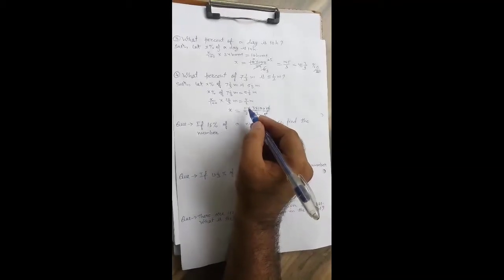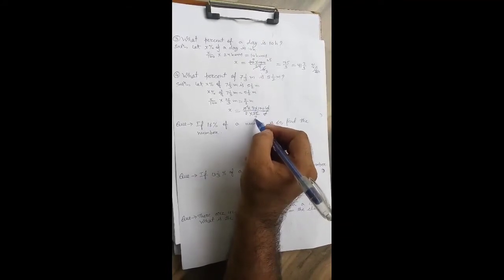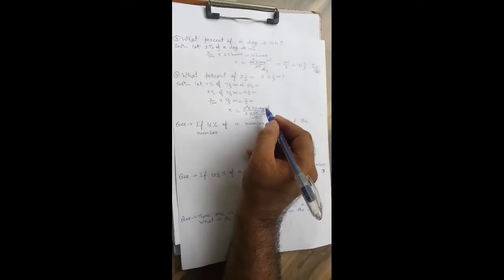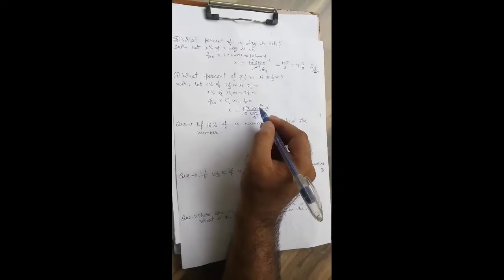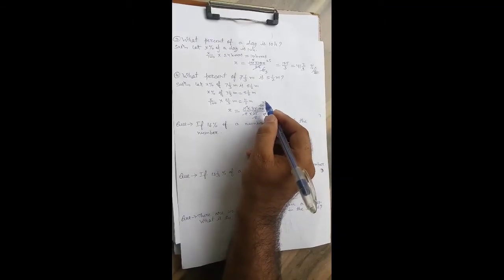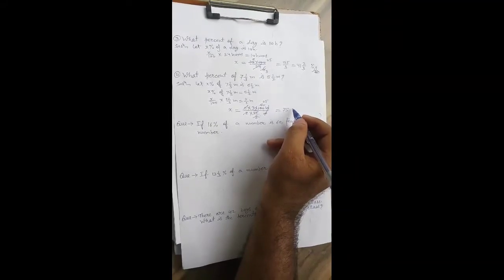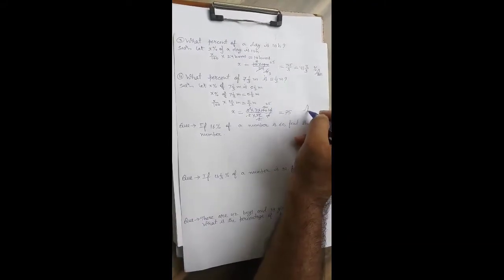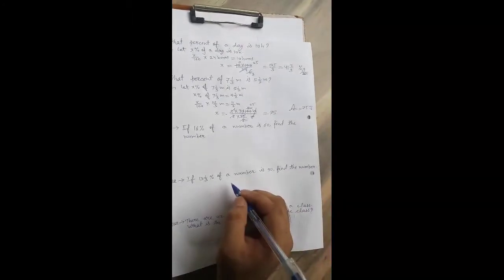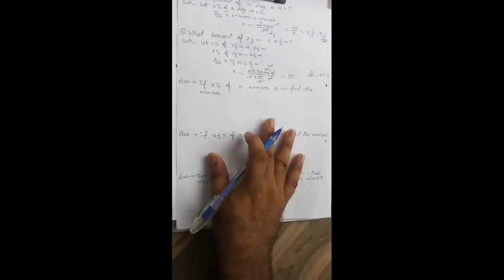Now reduce the numbers. 11 dividing 22 by 2 times, 2 dividing 100 by 50 times, 2 dividing 50 by 25 times. So 25 into 3, 75. That means your answer is 75%. Okay. Now see this one.